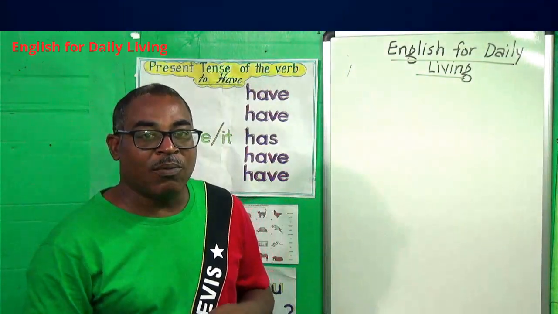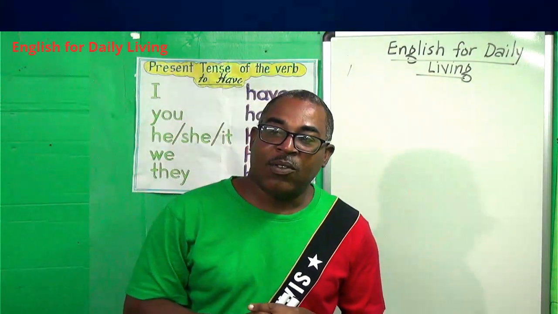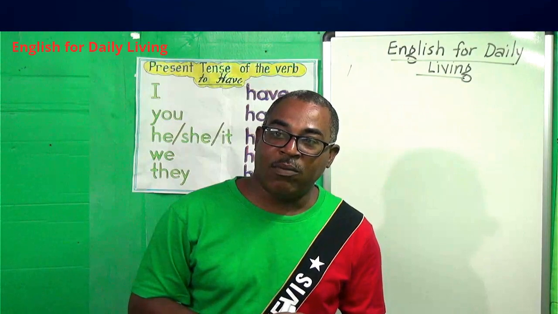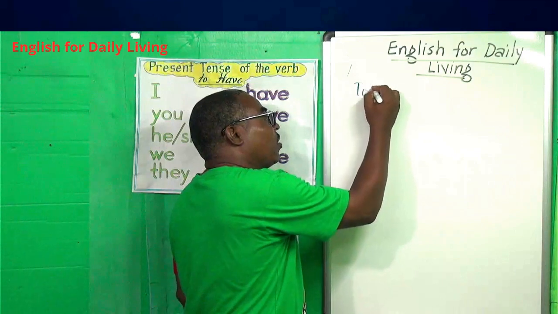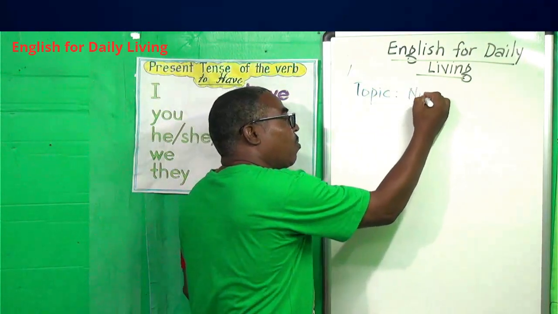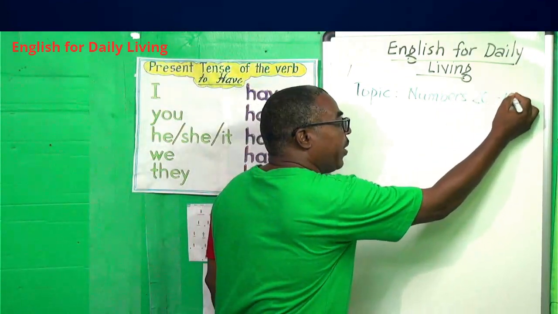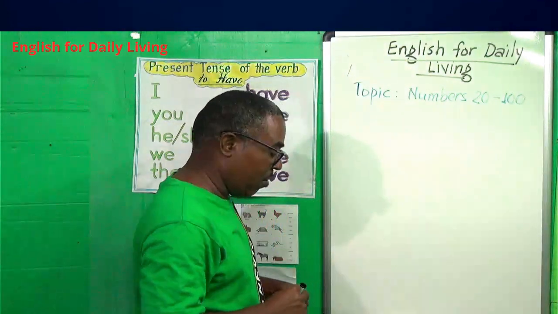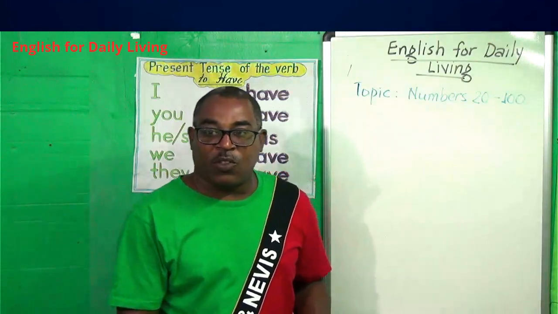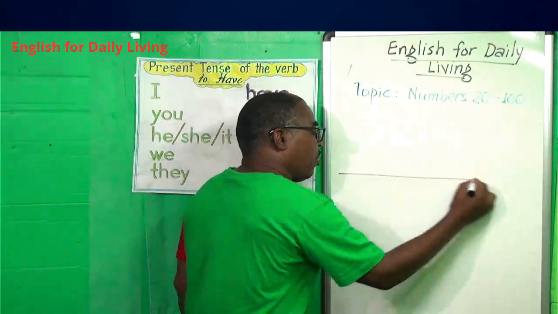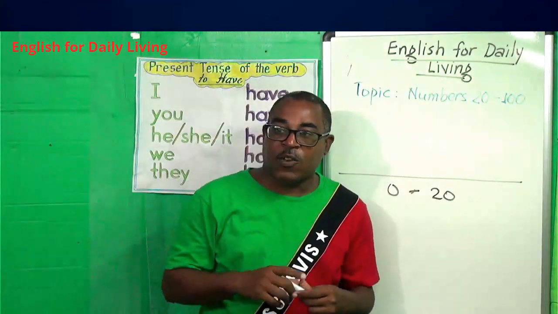Tonight I want to deal briefly with numbers 20 to 100. Last time we looked at numbers 0 to 20. So we want to pick up with additional numbers, cardinal numbers 20 up to 100. Very easy to do. And so, just to recap, last time we had 0 up to 20, and we all can count from 1 to 20. So let's recap those quickly.